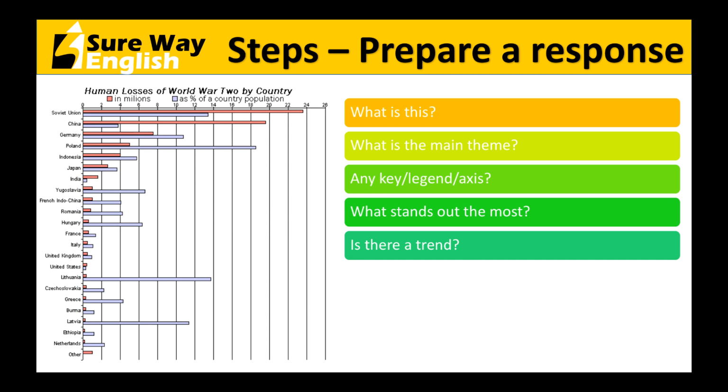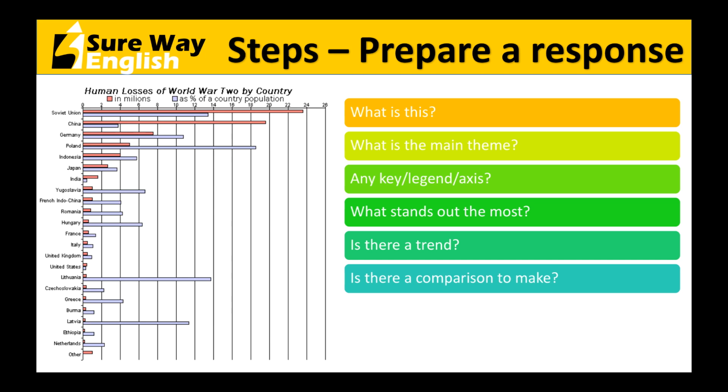Is there a trend? You can find a trend or make a projection if it's a graph, an image, or a curve which goes into the future, which is still going on. But in our example, this is a historical graph, something which happened and ended in the past, so you can't say that there is a trend. Is there a comparison to make?